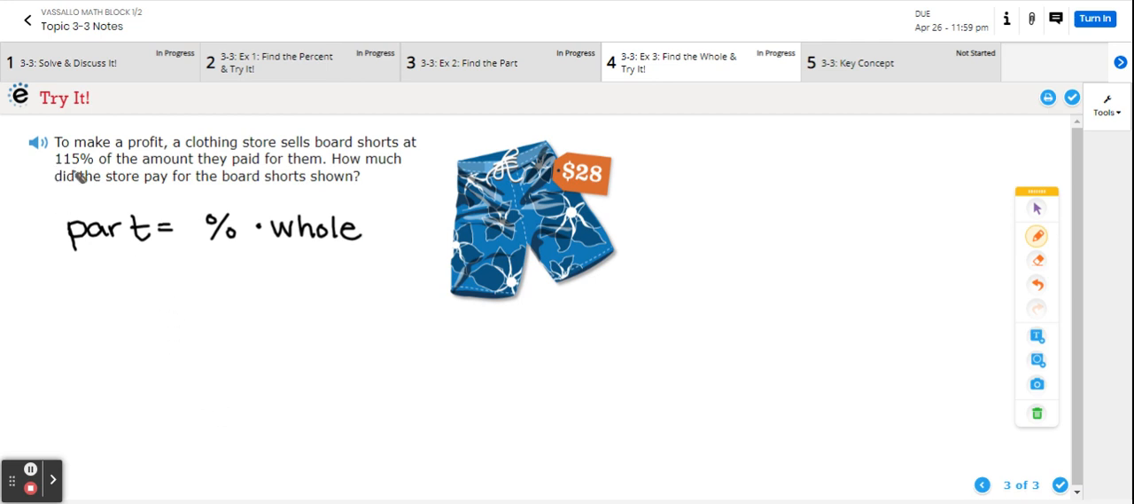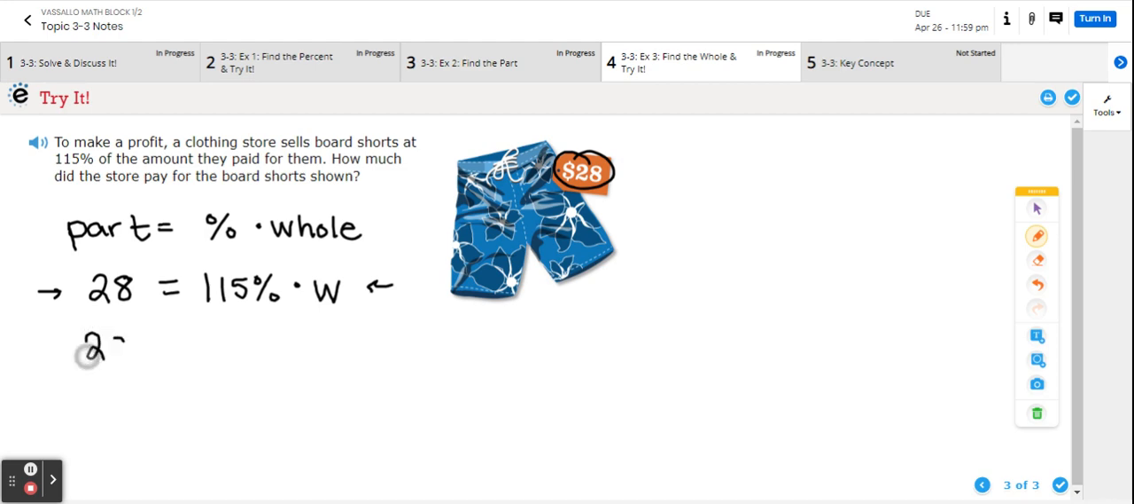We are doing 115% of the amount that they paid for it. So actually, this 115 is still going to go here. I'll keep it as a percent for right now. But the whole thing is what we're trying to figure out. We're trying to figure out what they originally paid, and the part is actually going to be the $28. Because your percentage is over 100, the part's actually going to be bigger than the whole here.